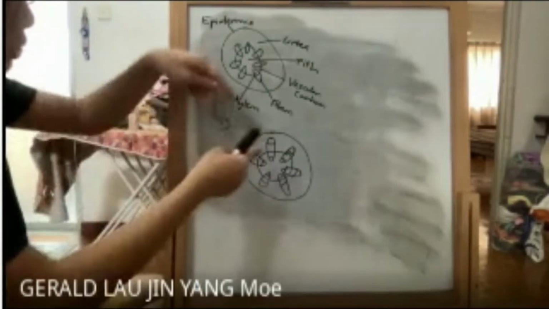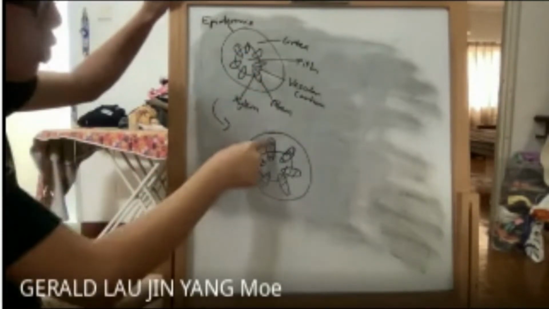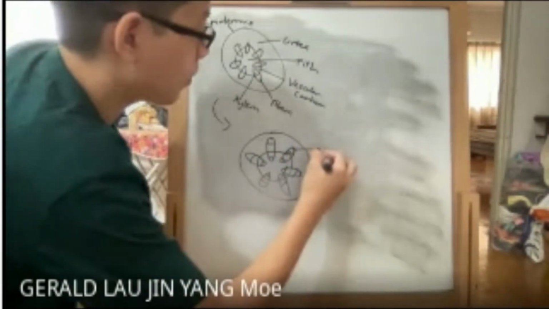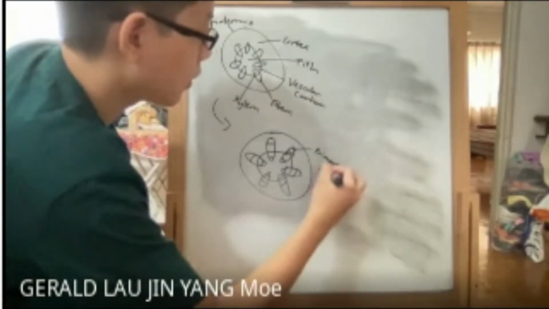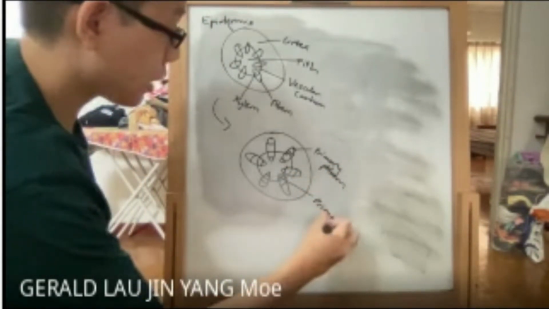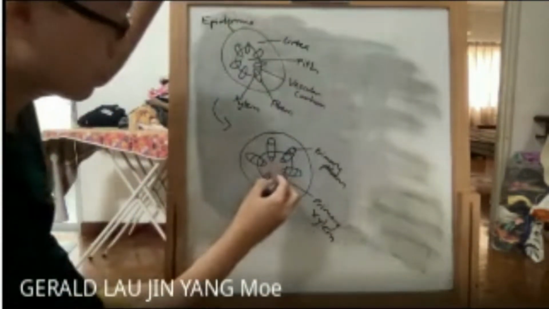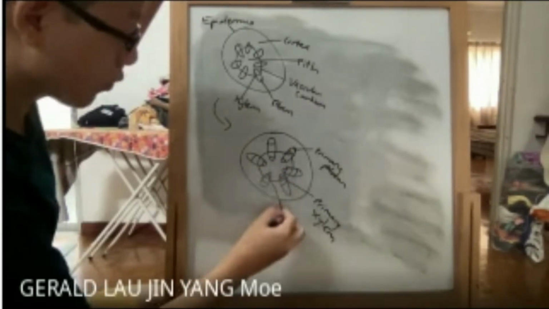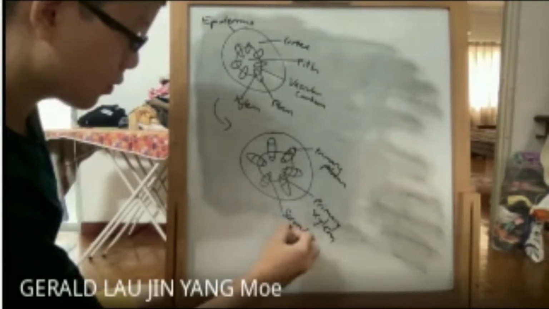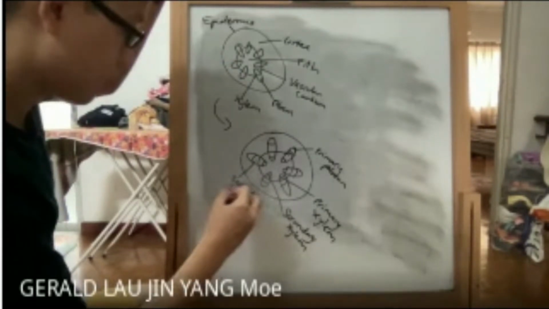So the original inside here is xylem, and the original outside here is phloem. So they get pushed out. That means the outermost one is primary phloem, and the one inside is primary xylem, because you push in and you push out. In the middle, it starts to form the secondary xylem, and then the outside is secondary phloem.